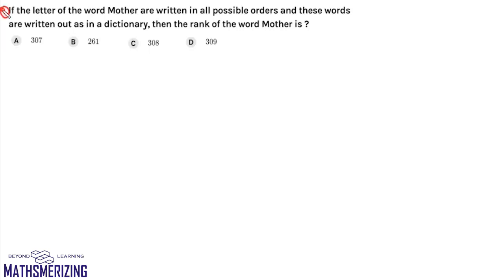Now question number 8 is, if the letters of the word mother are written in all possible orders and these words are written out as in the dictionary, we need to find the rank of the word mother. So we are given the letters M-O-T-H-E-R. We'll arrange them in alphabetical order: E-H-M-O-R-T.